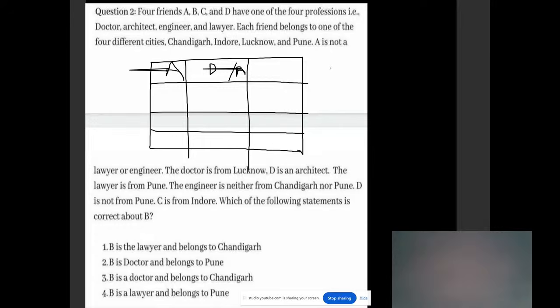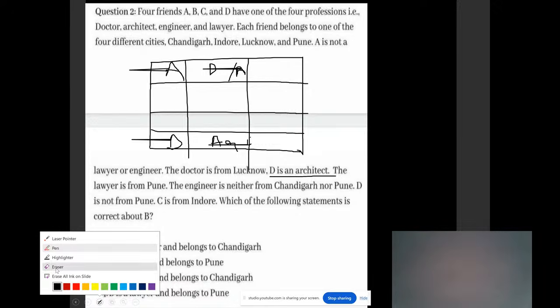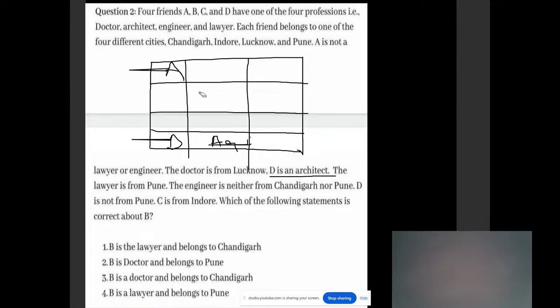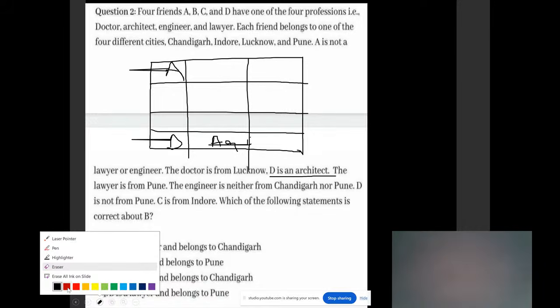Okay, next one. That is the first clue given: the doctor is from Lucknow. D is an architect. So this is D. They clearly said that D is an architect. So in the above one, we got that A is a doctor or architect, and in that, architect is cancelled. First, it is clear that A is a doctor, because we already know that D is an architect.